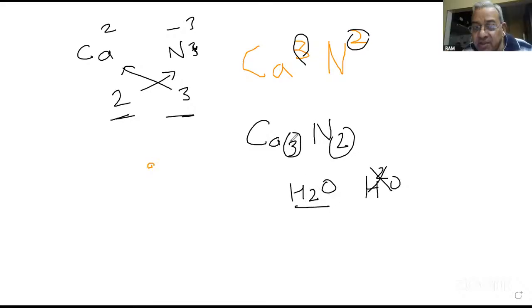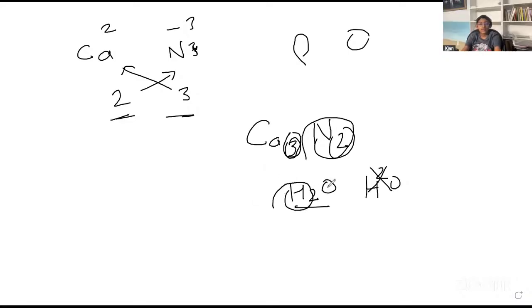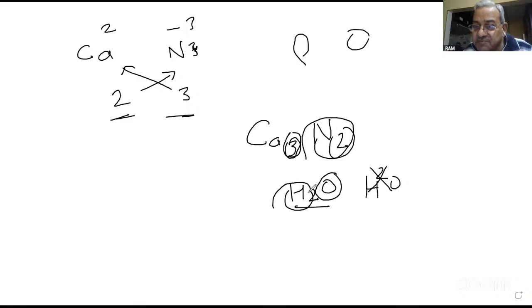So here, Ca3 indicates what? There are 3 atoms of calcium, right? N2 means there are 2 atoms of nitrogen, right? Similarly, in H2O, what happens? 2 atoms of hydrogen and 1 atom of oxygen, right?